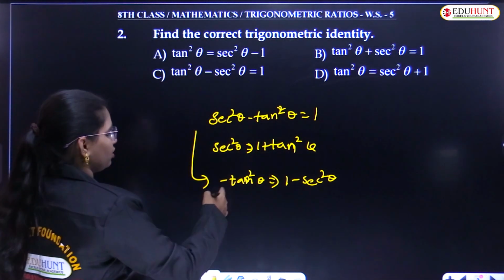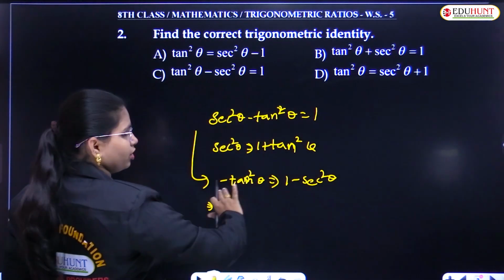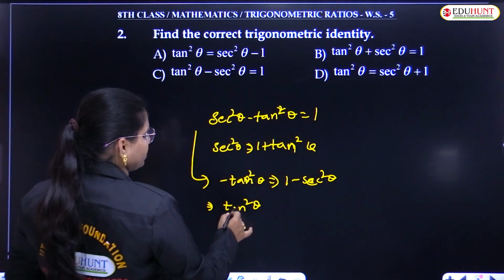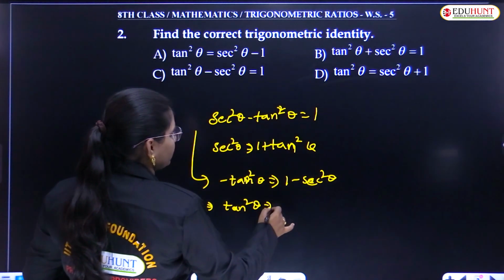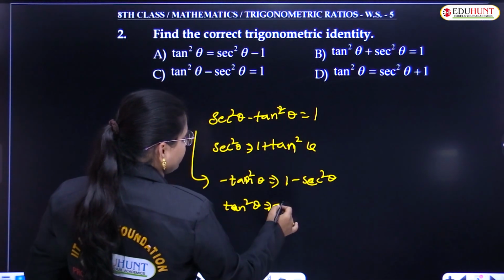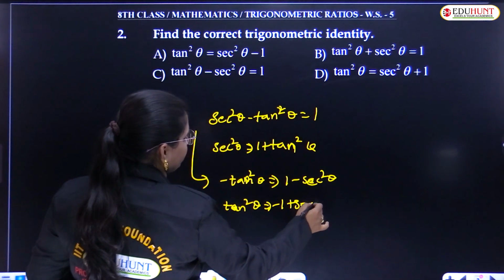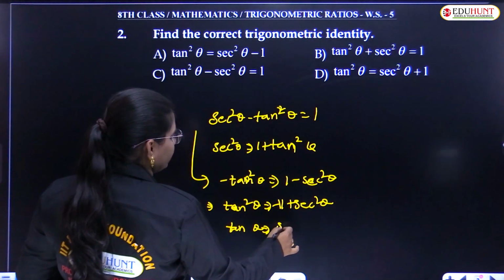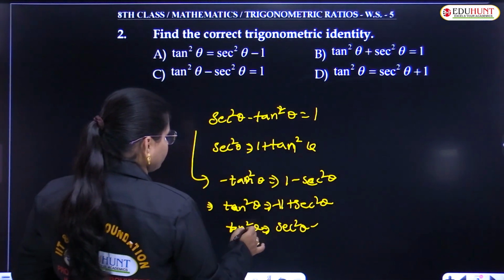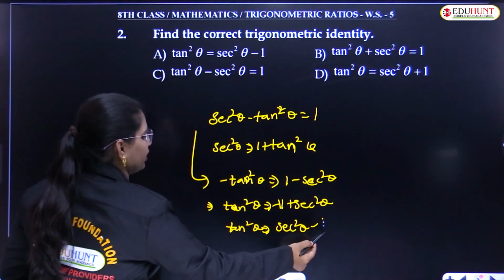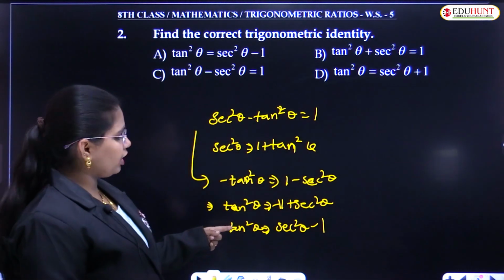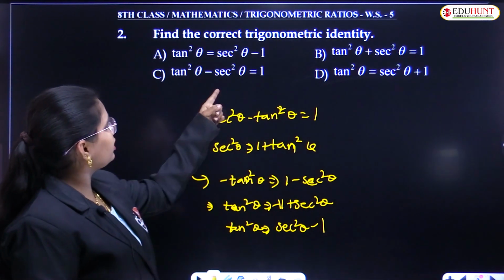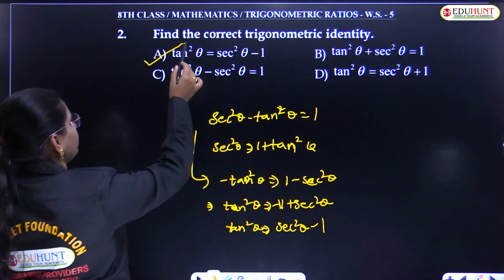Multiplying the whole equation with minus, I will get tan square theta equal to minus 1 plus secant square theta. That means tan square theta is equal to secant square theta minus 1. Can you find this in the options? Tan square theta is equal to secant square theta minus 1. Of course, it is option A.